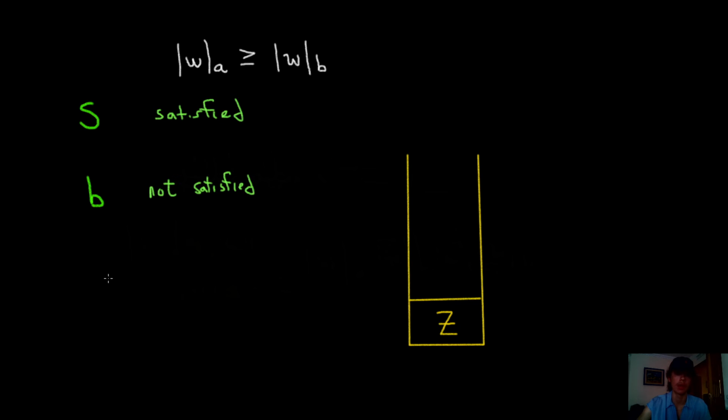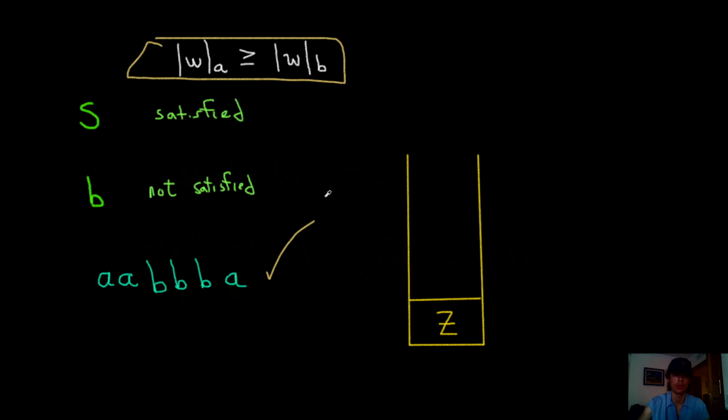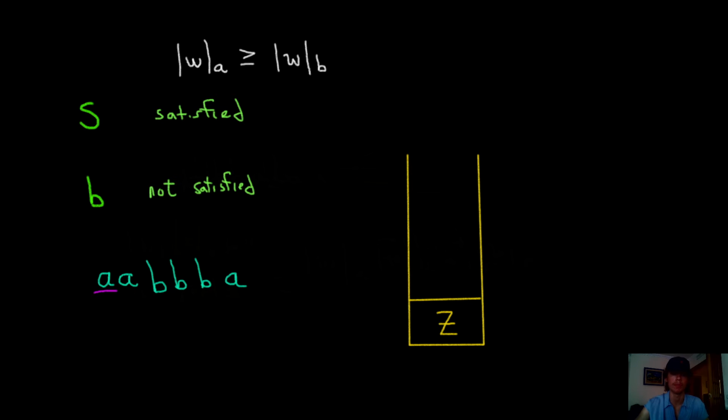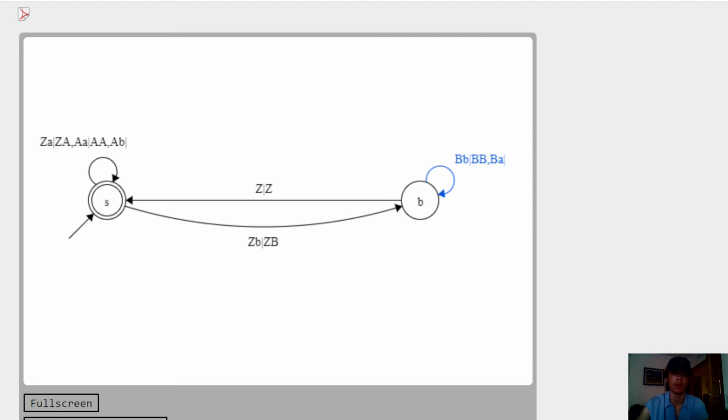Imagine I have the word A, B, B, B, A. This word is a valid word because I have the same amount of A's and B's, and this condition is satisfied. So this word belongs to the language. How will this input work and execute in my automata? Well, let's see it. At first, we just read the A, and if we read the A, we push a new variable A, like we have explained here.